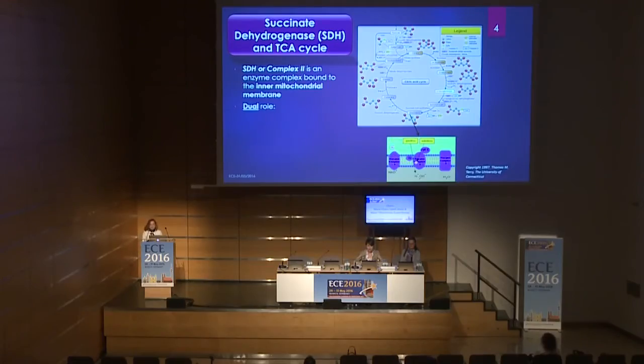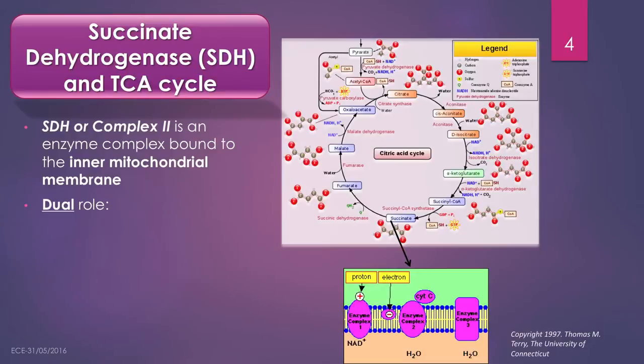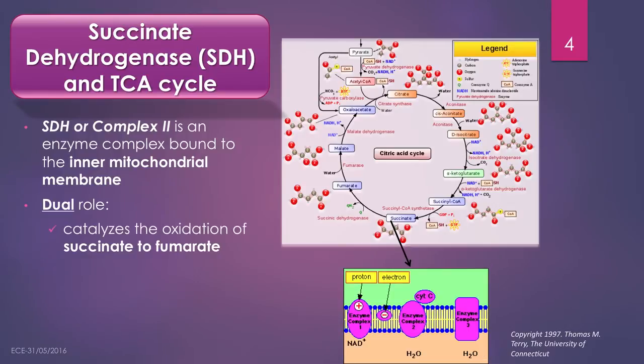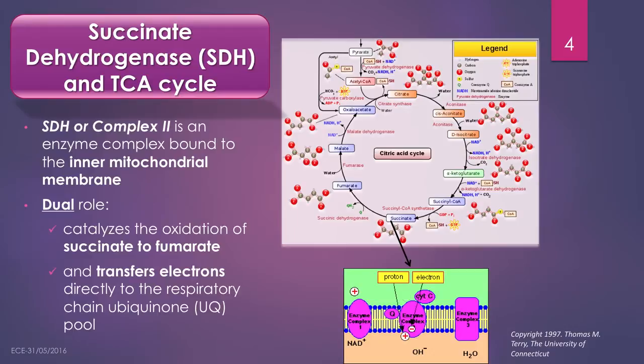Now, succinate dehydrogenase, or complex 2 as it is known, is an enzyme complex bound to the inner mitochondrial membrane, and since it is at the crossroads between the Krebs cycle and the respiratory chain, it has a dual role: it catalyzes the oxidation of succinate to fumarate and transfers electrons directly to the respiratory chain.